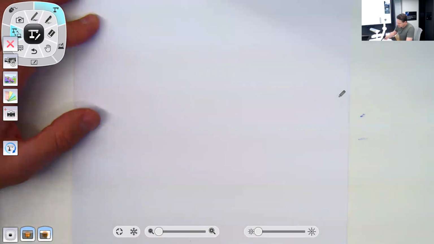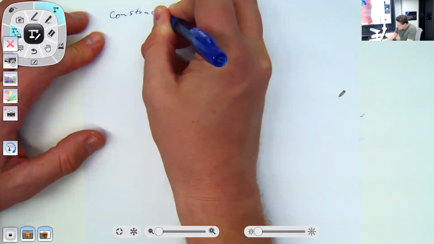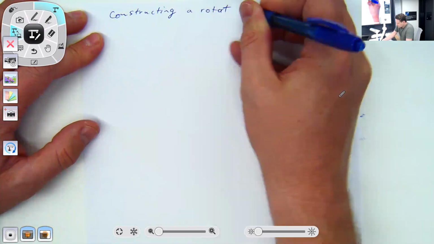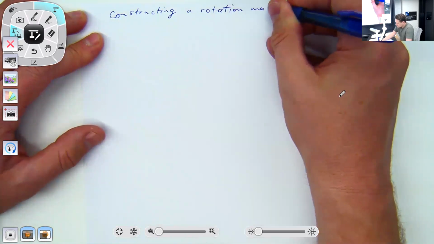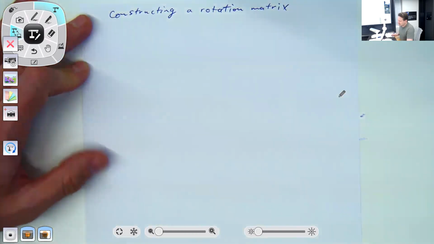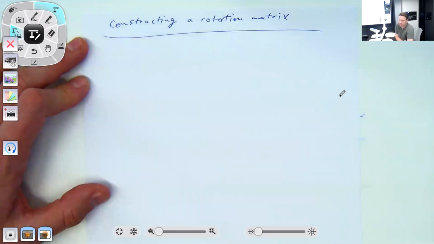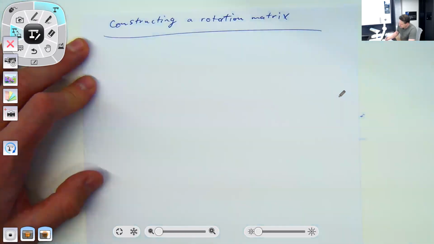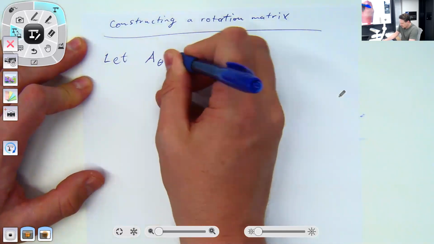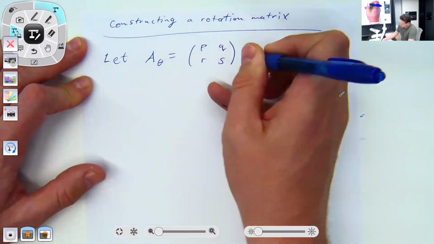Right, so let's label this constructing a rotation matrix, and then we'll do other similar things. All right, so let this be a rotation matrix, where I want to rotate by an angle of theta. So let's say let A subscript theta be equal to P, Q, R, S.